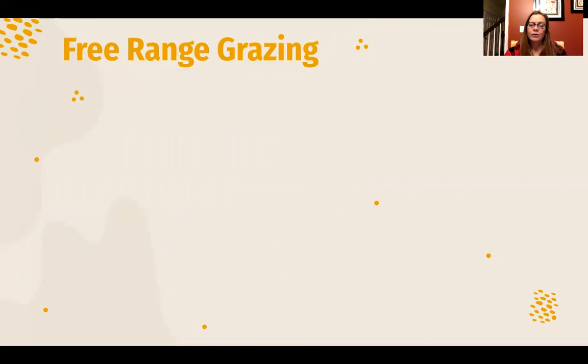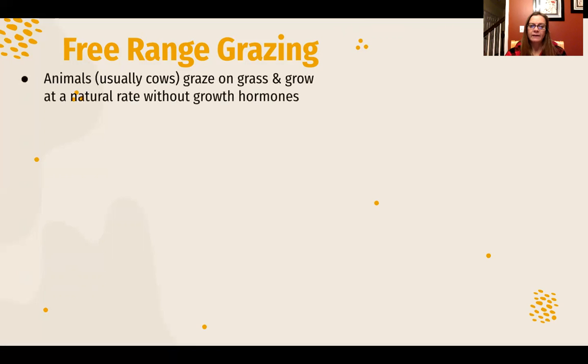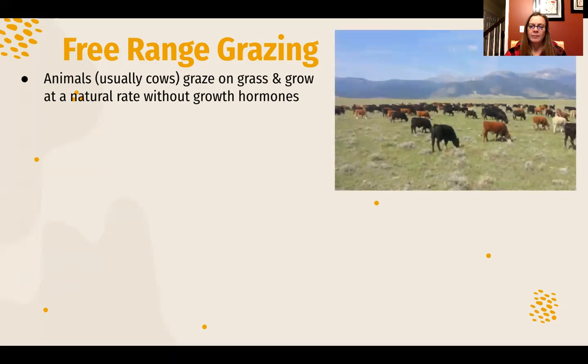An alternative to CAFOs is what we call free range grazing. This is usually mostly cattle, but we can talk about free range poultry as well. This is where the animals graze on grass and they grow at a natural rate. They're not using growth hormones. They have more space to graze. We're not specifically raising grain for the cattle to grow.